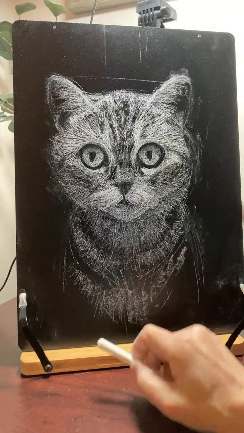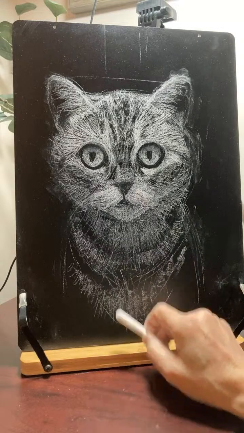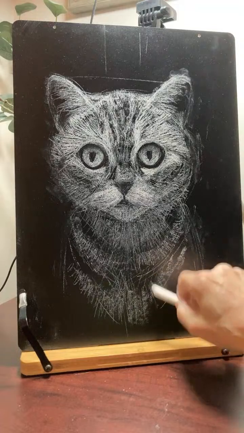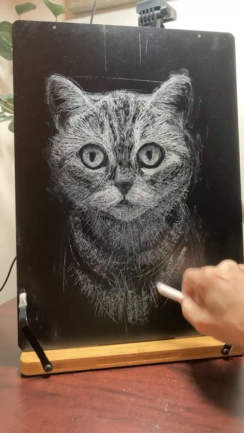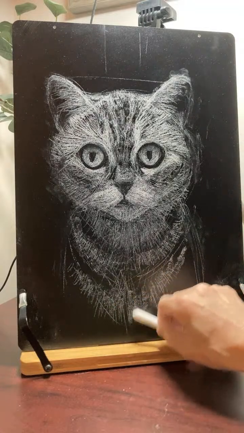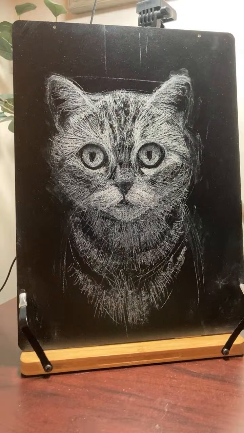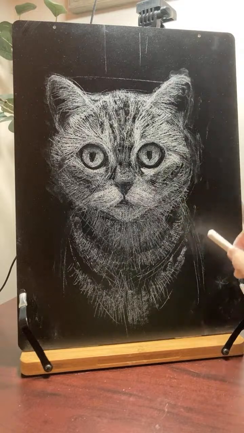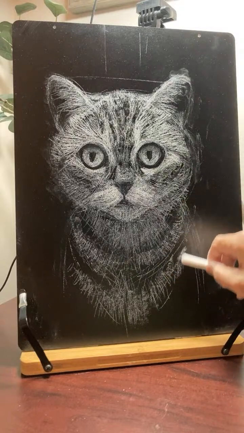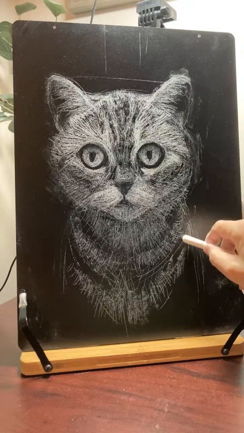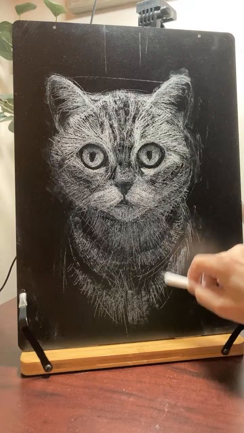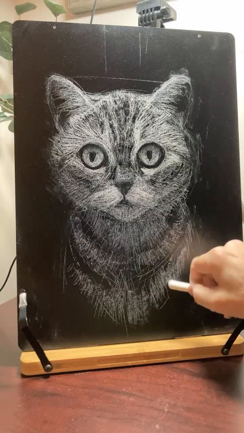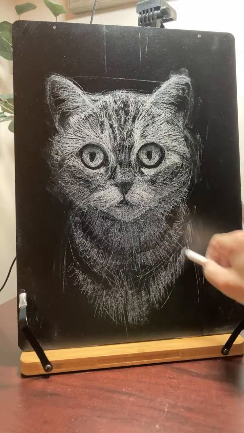So let me see. Let's just make a little light over there. Okay, I need this part. I need to make this part as well around the body. So you can see her hair goes like this.